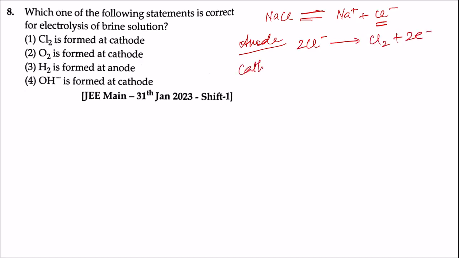At the cathode, the reaction taking place is 2H2O plus 2 electrons forming hydrogen gas, and 2 moles of OH- ions are formed. So the correct option is: OH- ion is formed at the cathode. Option 4.